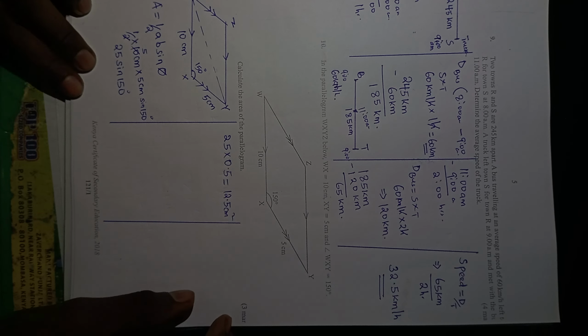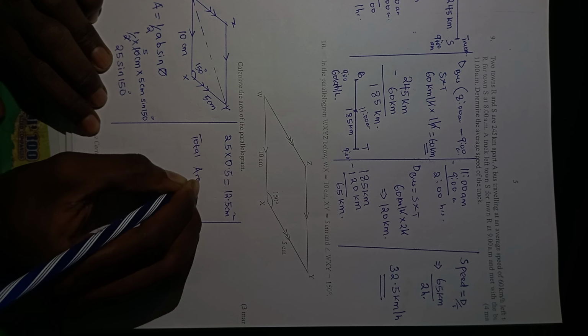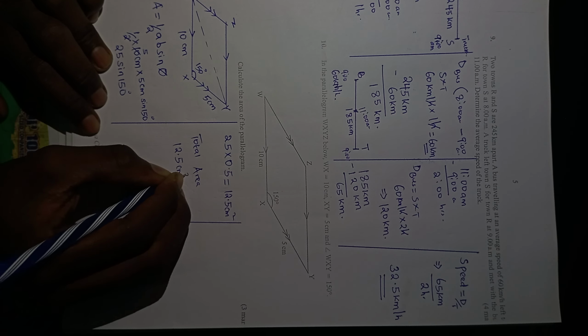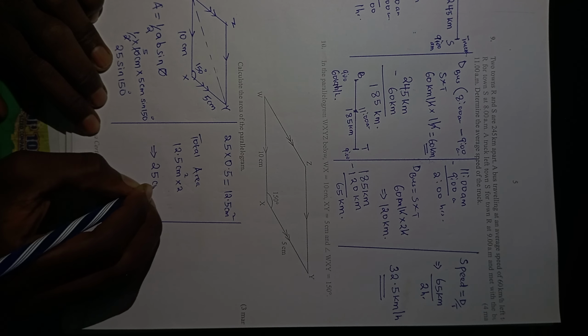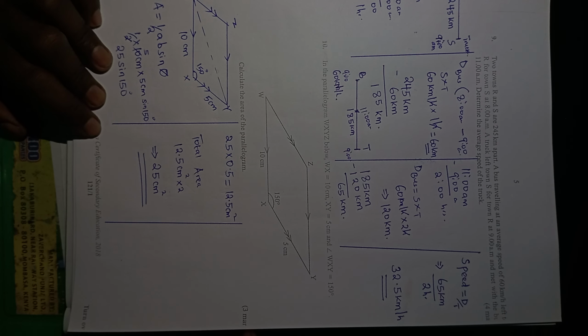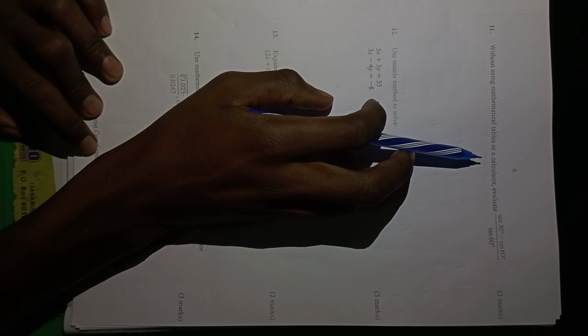So this one is the area of the first triangle. For the total area now, we have to multiply by 2 because we have two triangles there. It will be 12.5 centimeter square multiplied by 2. This will give us a total area of 25 centimeter square. So this one is the area of this parallelogram, 25 centimeter square. So we are done with question number 10. This brings us to question number 11. So for question number 11, without using mathematical tables or a calculator, evaluate.